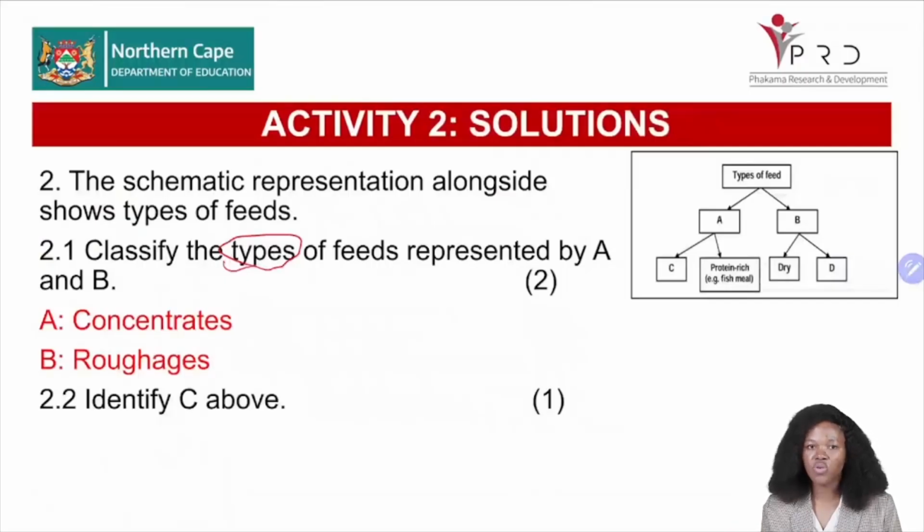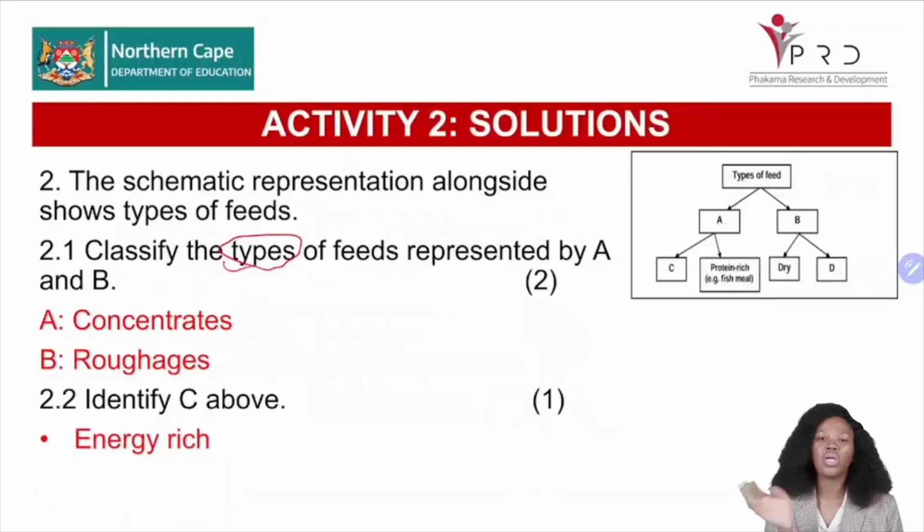And here we have dry. Remember, we said concentrates are divided into dry and exactly. So you need to remember, when analyzing those diagrams, identify C above. So C is energy rich. Now, why is C energy rich? Remember, concentrate can be energy rich or protein rich.